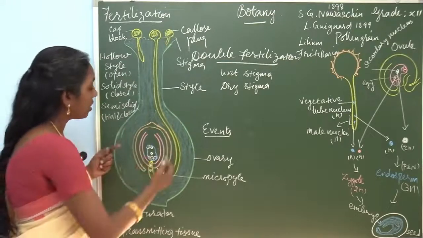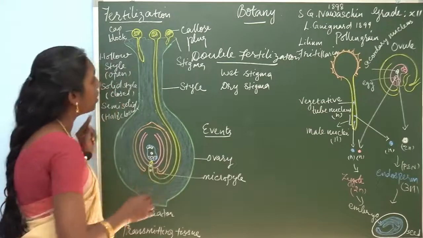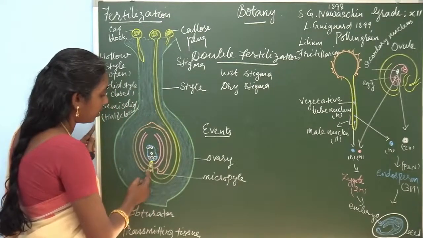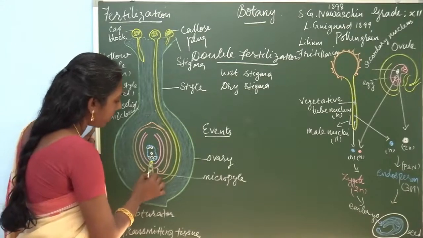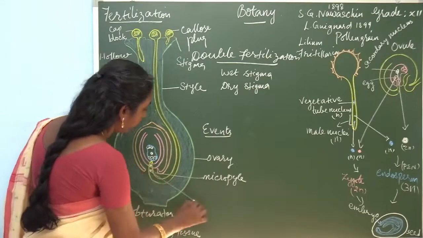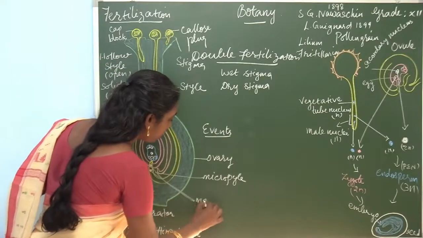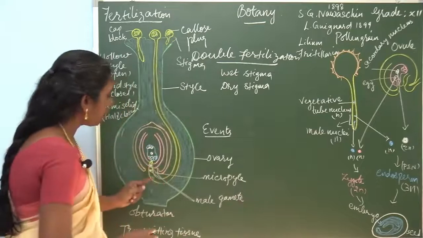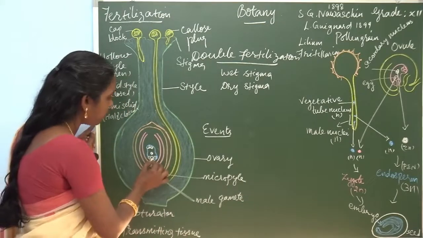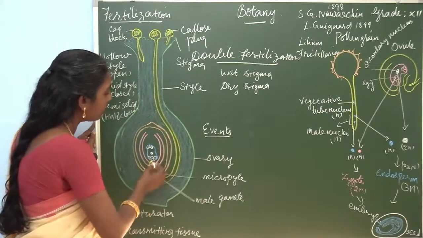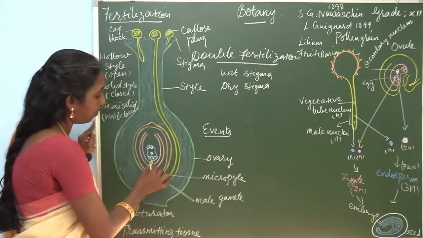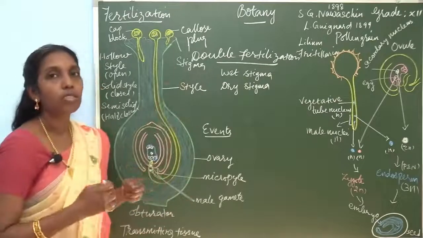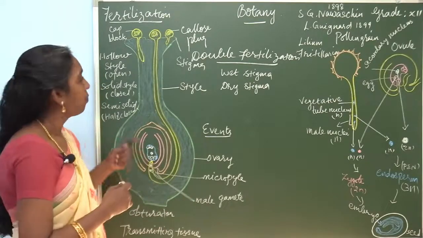So, these are all events. Then the next event is that when the pollen tube is directed towards the micropylar region, it carries two male gametes. These are the two male gametes. The male gametes enter the embryo sac and are discharged into the synergid. These events we are going to learn in detail.